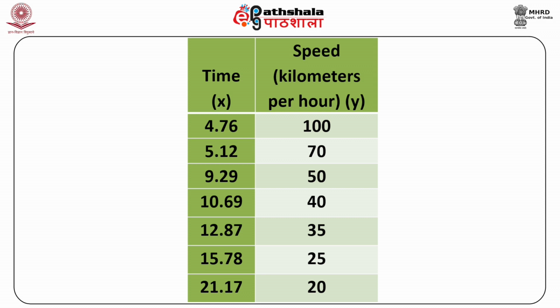But in the case of a car, if we are traveling a distance of 400 kilometers, you would notice that the time taken is not exactly 4 hours, but it is 4.76 hours. Similarly, if the speed is 50, the time taken should be 8 hours, but it is actually 9.29 hours. For 40, it is 10.69 and not exactly 10 hours.